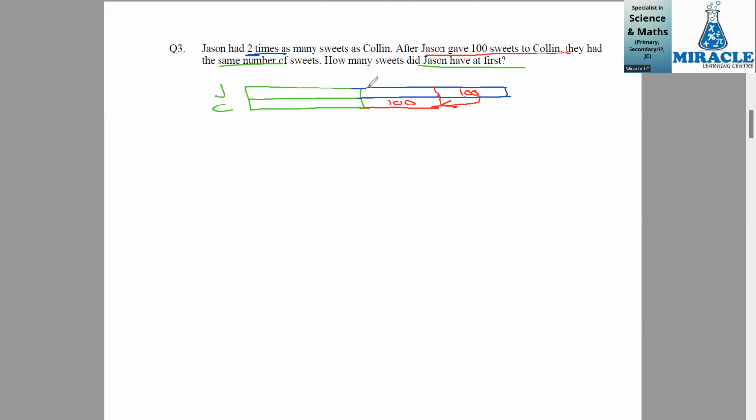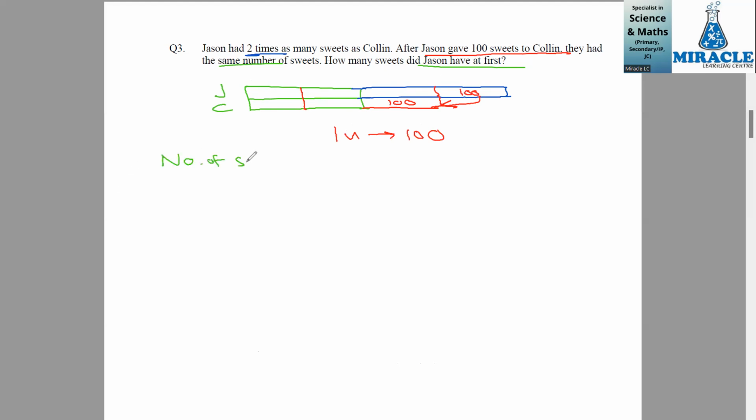So since we divided the blue box into 2, we will need to do the same for the green box. So now we realize that each size of the unit is the same. So we can write that 1 unit actually represents 100. So now we can answer the question.